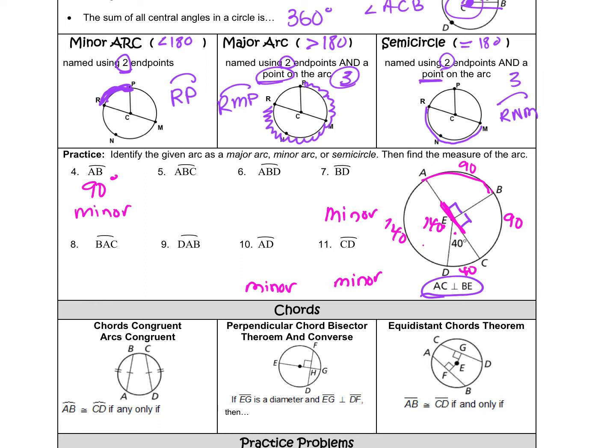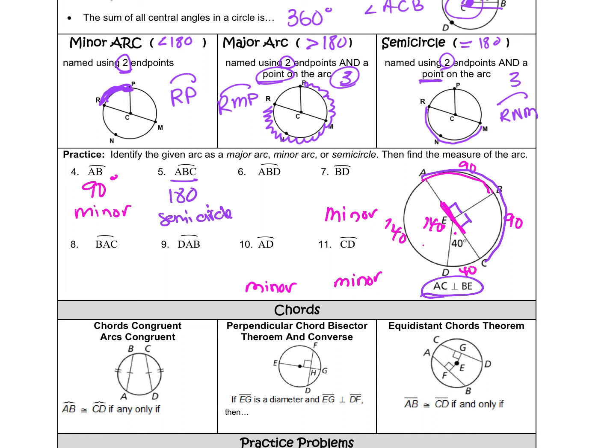So let's look at the next one. The next one says A to B to C. A going to B to C. That is 180 degrees. So what is 180 degrees? It is a semicircle.